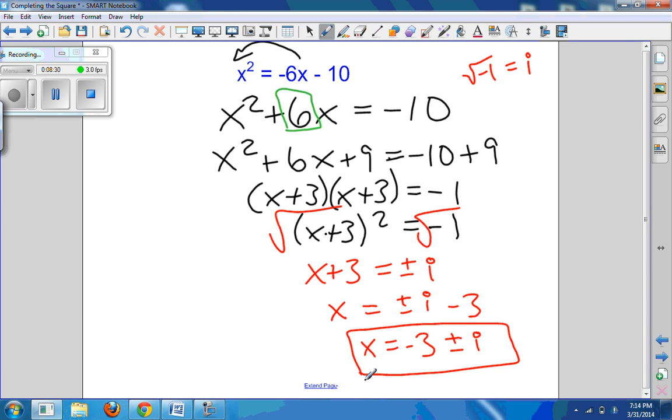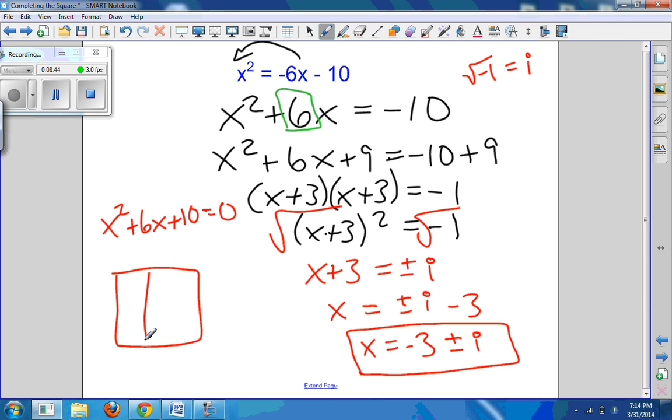This problem actually we cannot factor. If I moved everything to one side, said x squared plus 6x plus 10 equals 0, and I tried to factor this, put an x squared here, a 10 here, x and an x. 10 is only 1 and 10, or 2 and 5, and they'll never add up to that middle term, so we cannot factor this problem.